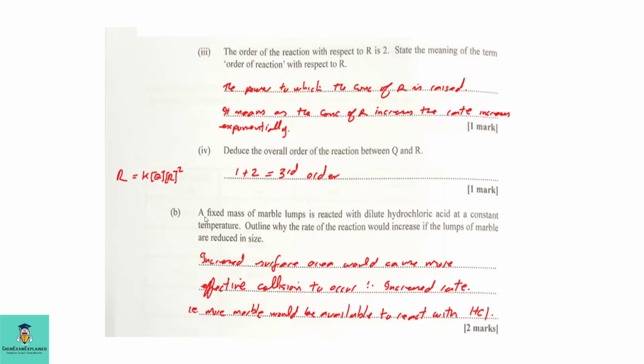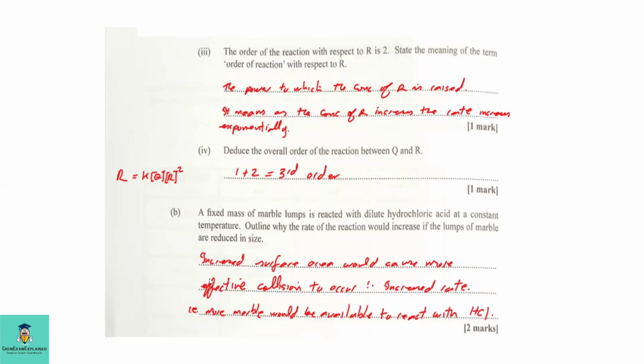2B. A fixed mass of marble lumps is reacted with dilute hydrochloric acid at a constant temperature. Outline why the rate of the reaction would increase if the lumps of marble are reduced in size. So right away, we can now compare lumps with respect to powder. And we know that powder would have a higher surface area.